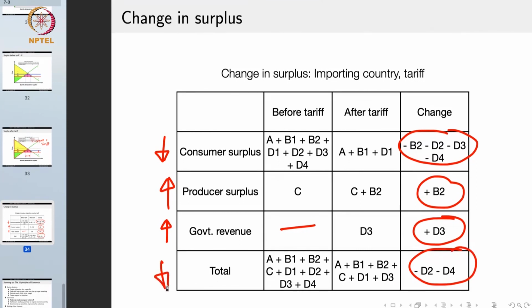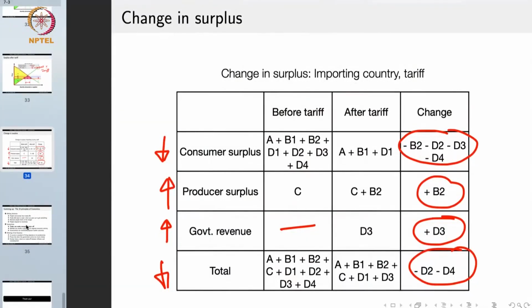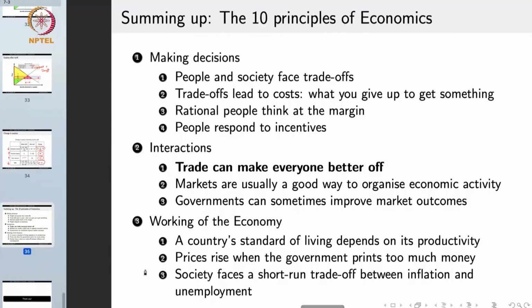Which means that even though putting up the tariff is going to benefit the producers and the government, it is not going to benefit the society in total, because the total surplus goes down with the tariff. And which is one of the reasons why tariffs are not that good for any society. And so we can sum up by remembering that trade can make everyone better off. And this is why we are observing trade in today's world, international trade, because it is increasing the surplus for the exporting country and for the importing country, and any imposition of tariff may lead to a decrease in the total surplus. So that's all for today. Thank you for your attention. Jai Hind.